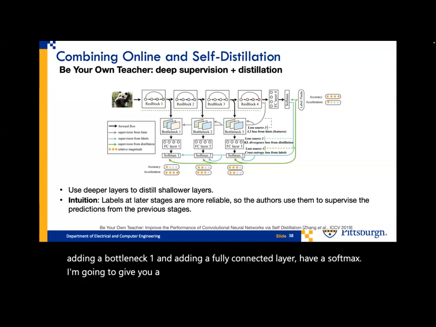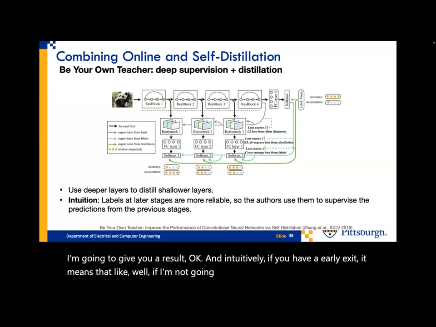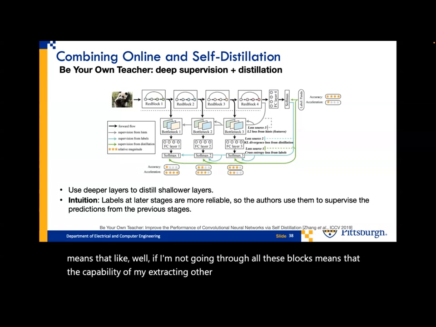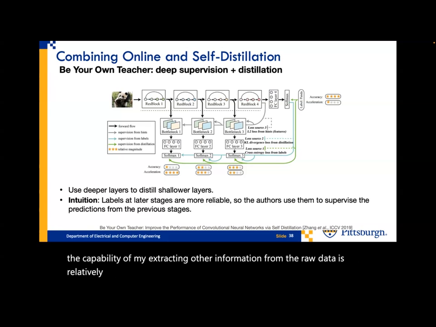Intuitively, if you have an early exit, it means that I'm not going through all these blocks, so the capability of extracting all the information from the raw data is relatively low, right? That gives you a relatively low accuracy, which is understandable. But it's much faster, right?